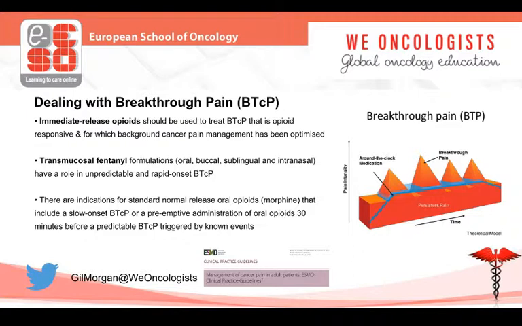Transmucosal fentanyl formulations can be used. They have a big role in unpredictable and rapid onset of breakthrough pain. Normal release opioids can be used in situations where there is a slow onset of breakthrough pain. And another option is to give oral opioids half an hour before the predicted breakthrough pain occurs.